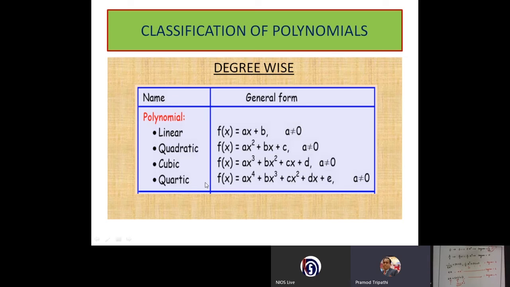The standard or general form is written here: ax raised to the power 4 plus bx cube plus cx square plus dx plus e. So the degree of the first term, ax raised to the power 4, is 4. The degree of the second term, bx cube, is 3. In the third term, cx square, the degree is 2 because the exponent is 2 here. In the fourth term, dx, the degree is 1, and for a constant, its degree is 0. So I think the degree of the polynomial is clear, and we can easily classify polynomials degree wise.